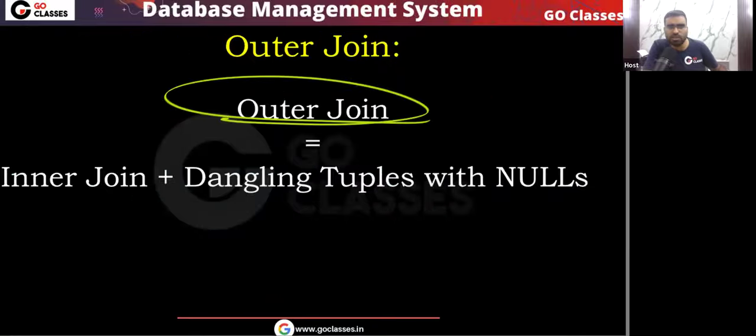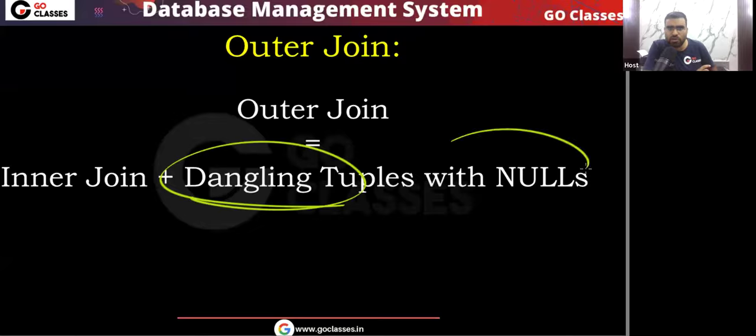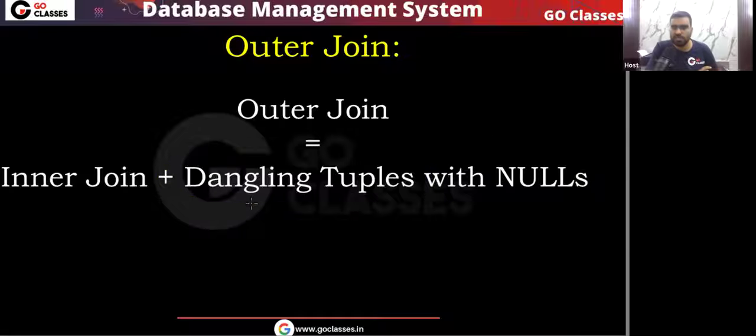So let's see what is outer join then. This is actually a very simple concept. This is inner join plus dangling tuples with null values. That is the reason dangling tuples are important. In every example, I told you what the dangling tuples are, because these are useful in the outer join. So remember, outer join means you do the inner join, then you combine the dangling tuples with null values and insert them. This is a very simple definition of outer join.